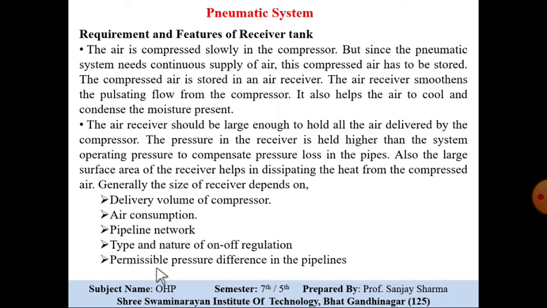The 5th point is permissible pressure difference in the pipeline. Some pipelines are working at a low pressure, some pipelines are working at high pressure. So depending on that also, the design of the receiver tank depends. So these are the points on which the receiver tank selection depends.